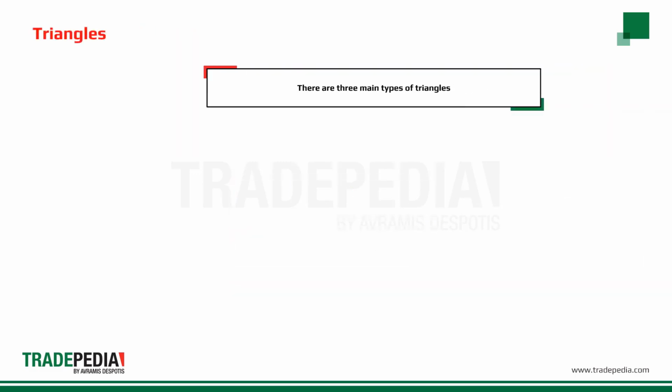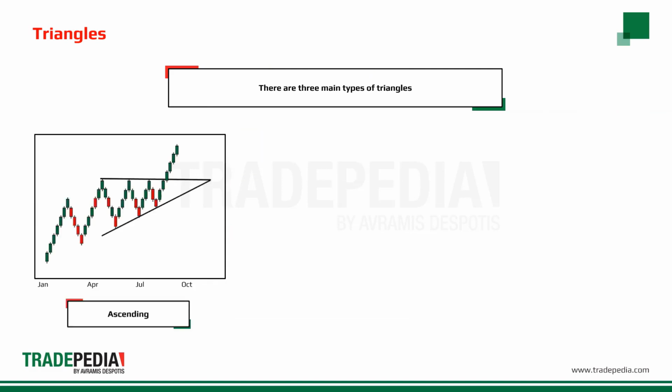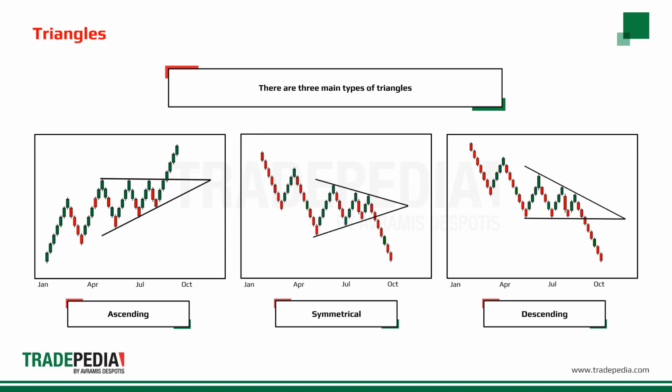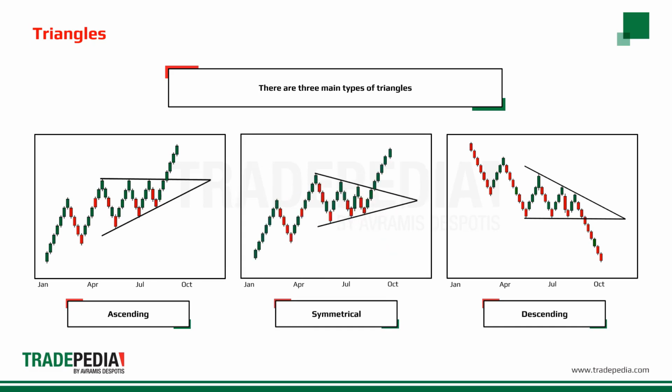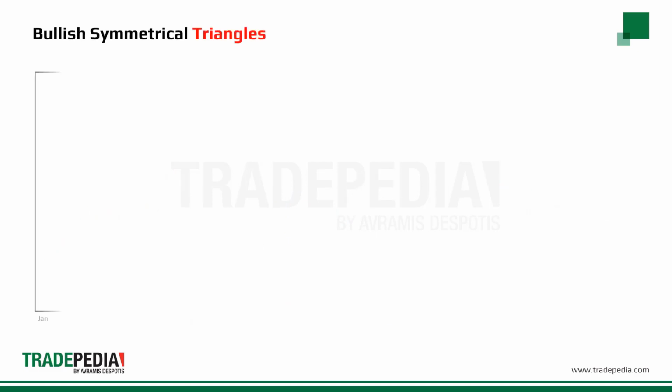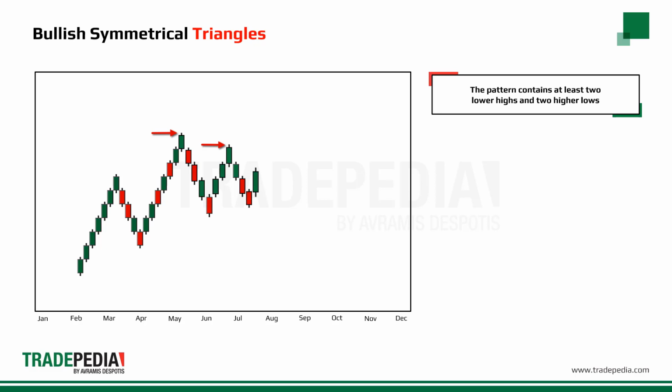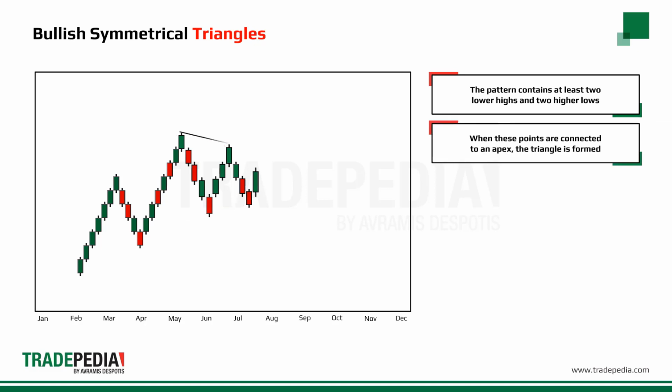There are three main types of triangles: ascending, descending, and the symmetrical triangle, which can be both bearish and bullish. In the case of bullish triangles, the pattern contains at least two lower highs and two higher lows. When these points are connected to an apex, the triangle is formed.